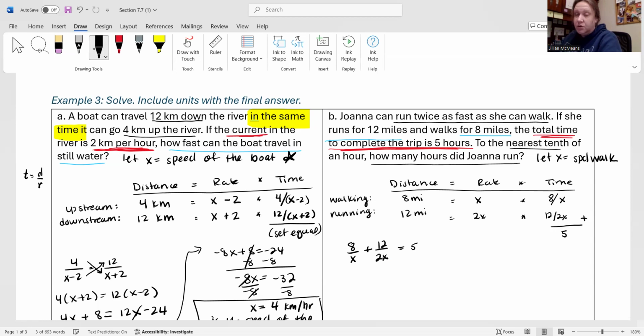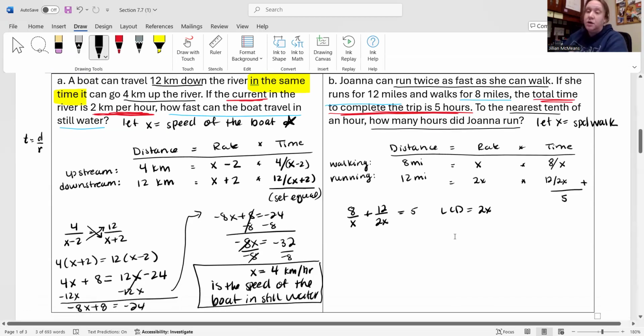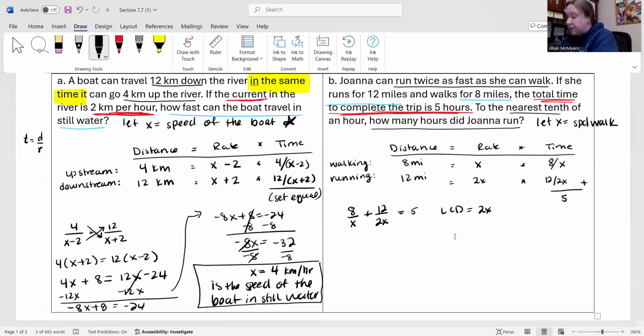And this is a regular old rational equation, so we need an LCD. In this case, our LCD is 2x. Now, if you wanted to, you could just simplify the 12 over 2x. And if you did that, the LCD would just be x. That's fine if you see that little trick. If not, we're just going to do it this way.